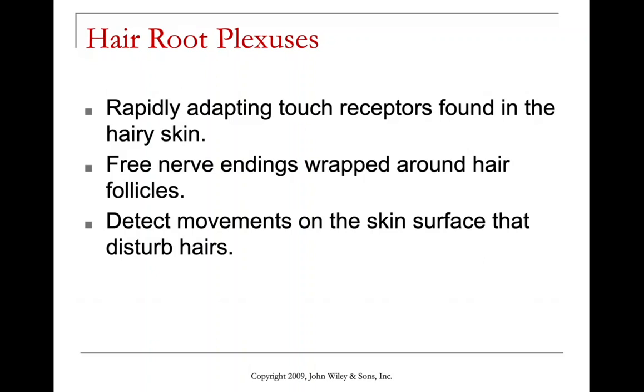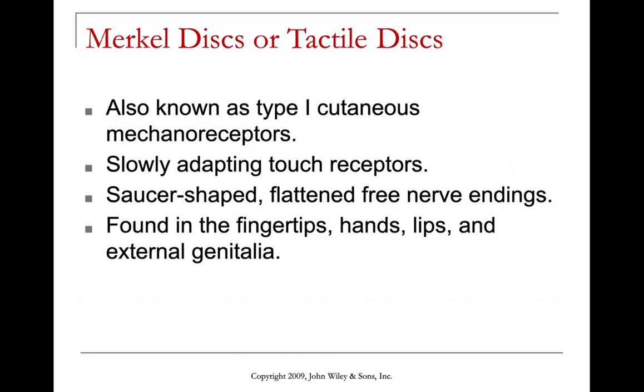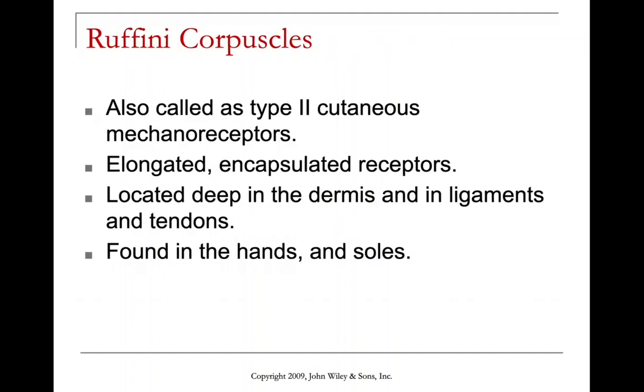Hair root plexuses are rapidly adapting touch receptors in hairy skin. They're free nerve endings that wrap around hair follicles and detect movement on the skin that disturbs the hair. The Merkel's discs or tactile discs are known as the type 1 cutaneous mechanoreceptors. They're slow to adapt. They're saucer-shaped, flattened, free nerve endings. These are going to be in fingertips, hands, lips, and external genitals.